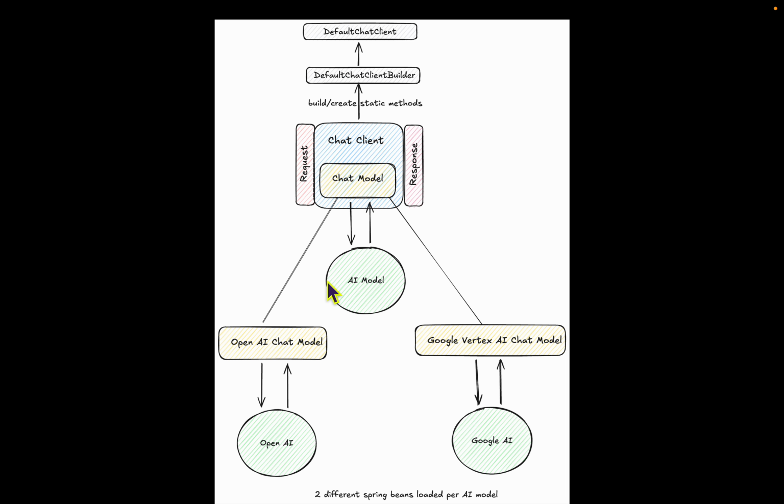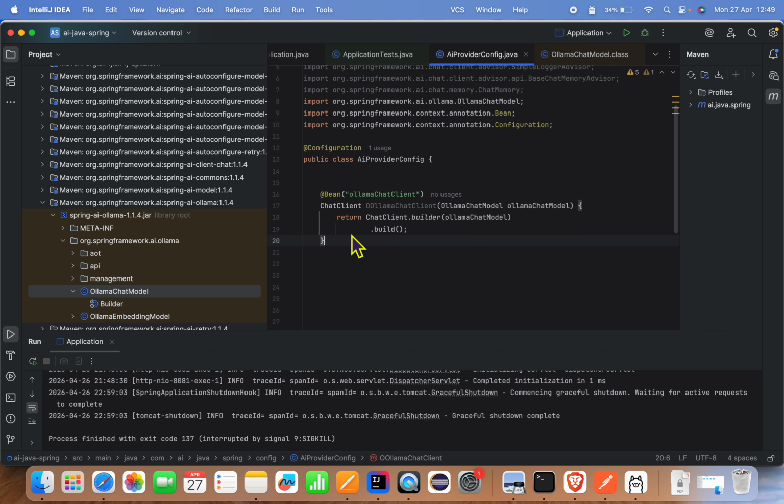I hope you understand it. So these are not only two chat models, there can be n number of chat models like DeepSeek chat model, Ollama chat model, or many others. Okay, so this is how it is working. The same way we can create different beans of different models. Let's say OpenAI.